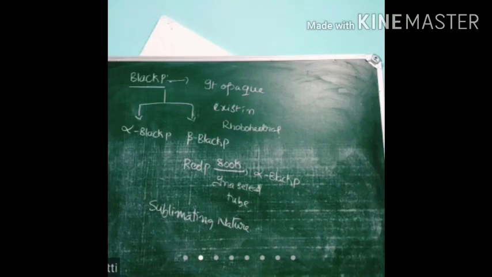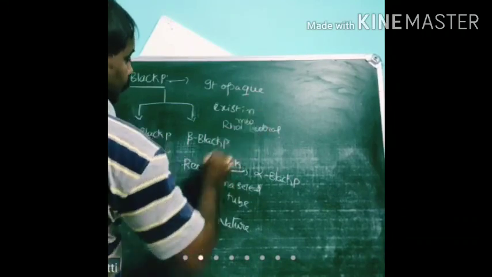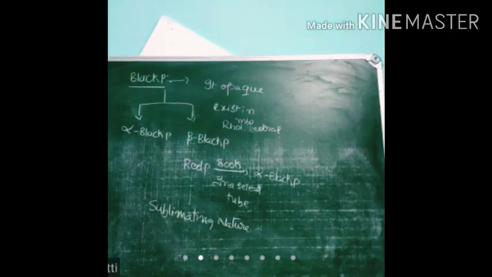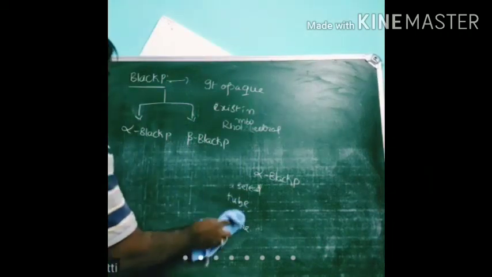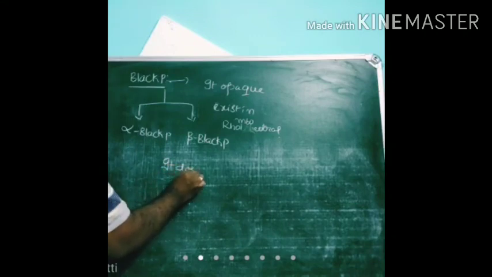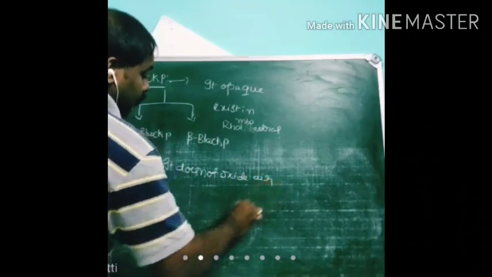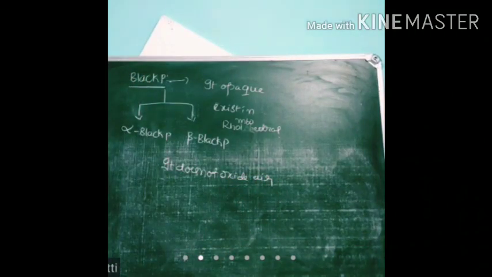It exists in the form of rhombohedral, or another form, monoclinic. Monoclinic and rhombohedral are different types of crystal forms. Next, it does not undergo oxidation in air, because it is chemically inert.